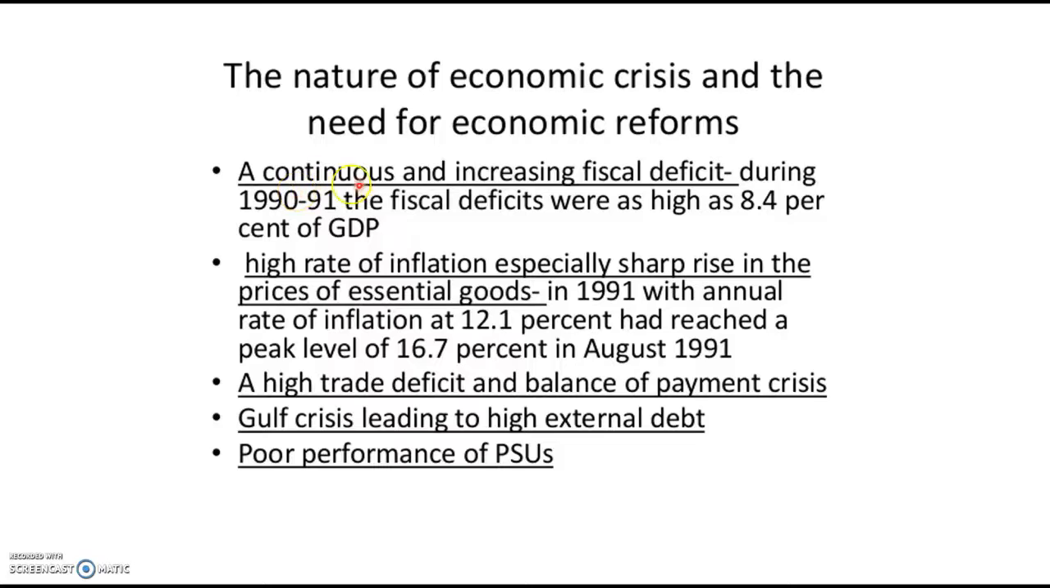First point, a continuous and increasing fiscal deficit. What do you mean by fiscal deficit? Fiscal deficit is a condition when the expenditure of the government exceeds its revenue in a year. In 1990-91, the fiscal deficit was as high as 8.4% of GDP. So children, what is GDP? The final value of all goods and services produced within a country during a particular year.